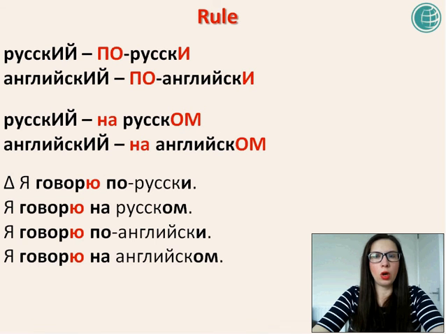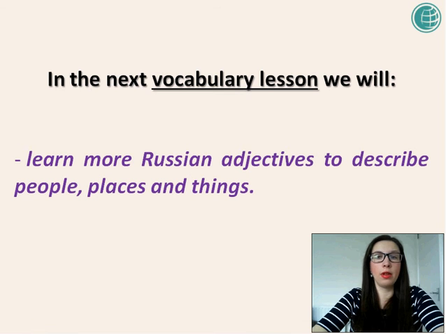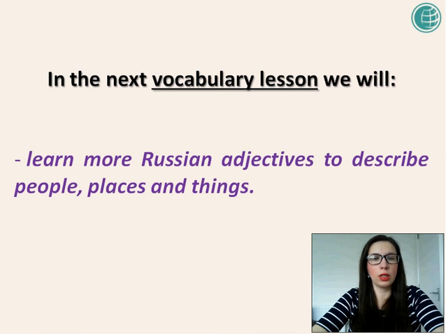You remember what we learned today? We learned how to talk about your country, how to talk about your language, nationality, and also how to say that you can speak a particular language or you know a particular language. Today we discussed just two languages, Russian and English, and also I mentioned just English-speaking countries. And in the next vocabulary lesson, we will learn more Russian adjectives to describe people, places and things, because we don't know a lot of adjectives right now. And also after this lesson, I will give you some kind of revision vocabulary lesson where I will try to put everything we learned together for you to repeat.